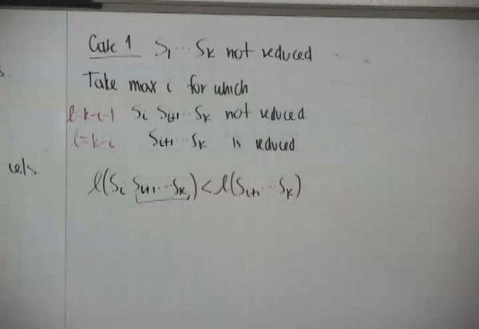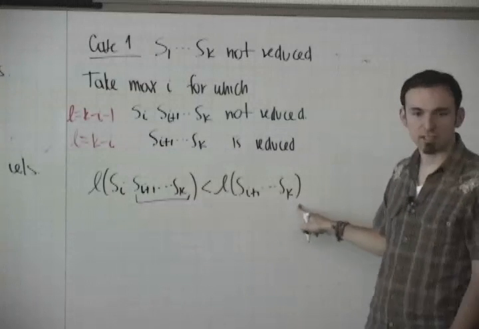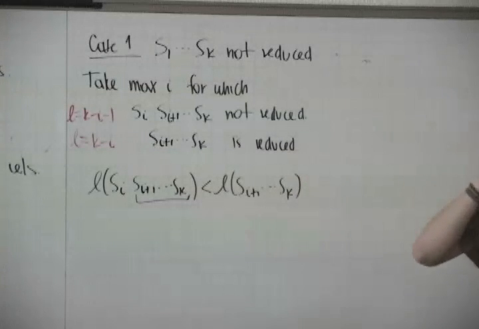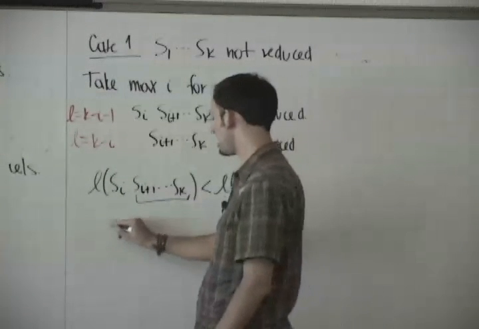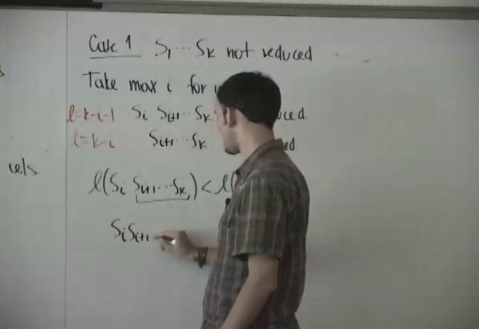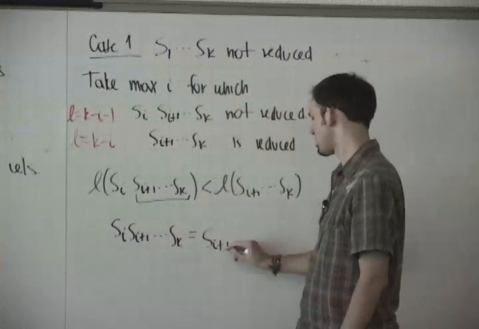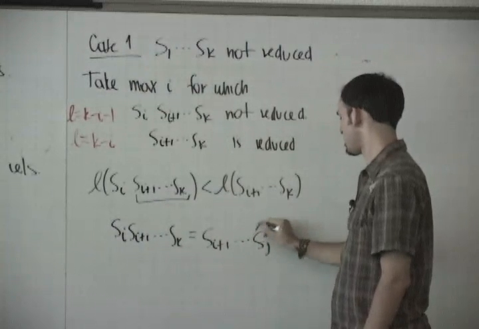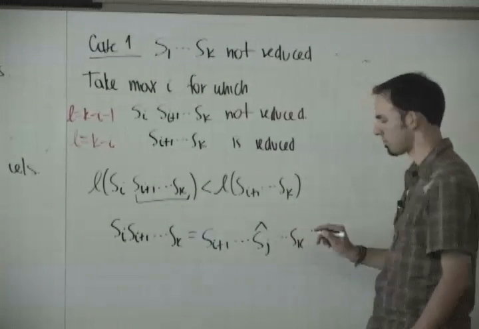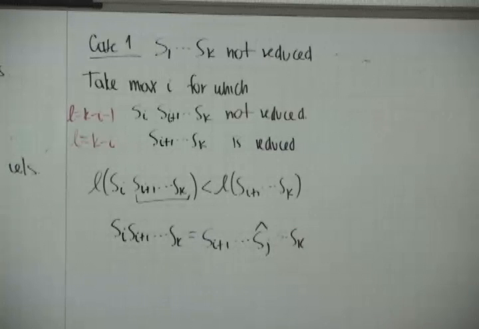Okay? And this is exactly the kind of thing that I want to happen because that's when I can apply my exchange lemma. My exchange lemma says, if this is true, then it must be the case that Si plus 1 up to Sk can be written by just getting rid of one of these guys. Any questions about that so far?